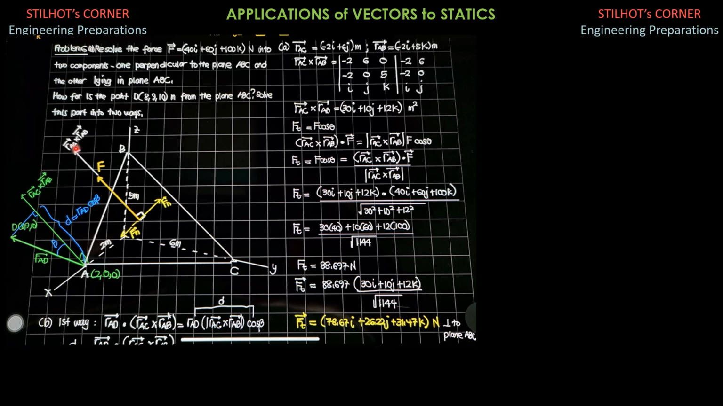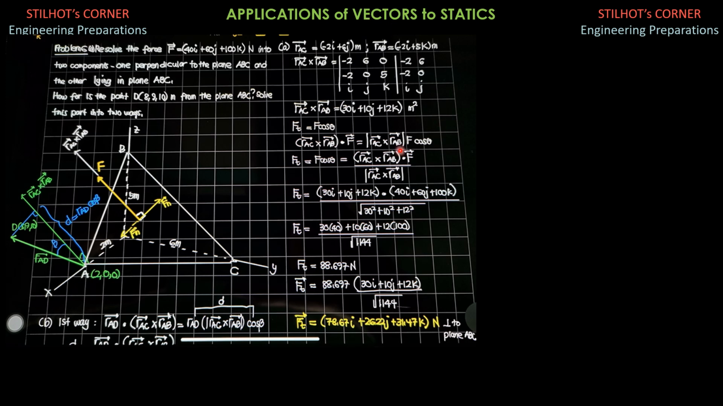Then if we write this in vector form, we multiply this by the unit vector of this direction, which is RAC cross RAB, the direction perpendicular to the plane. So it is equal to 78.67i plus 26.22j plus 31.47k newtons. So this is the component perpendicular to the plane of ABC. So that's for the first part.